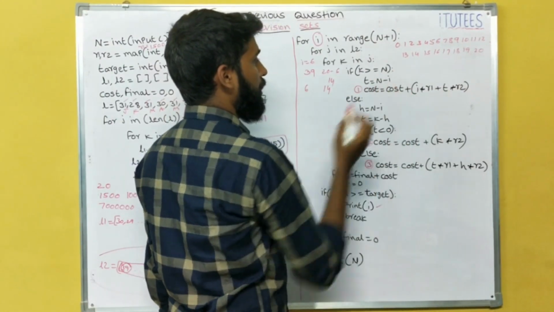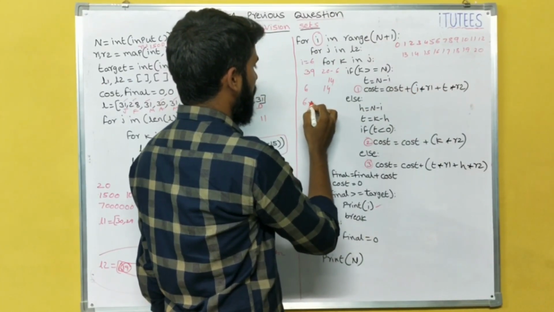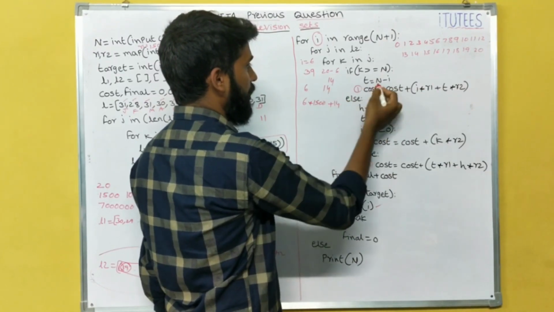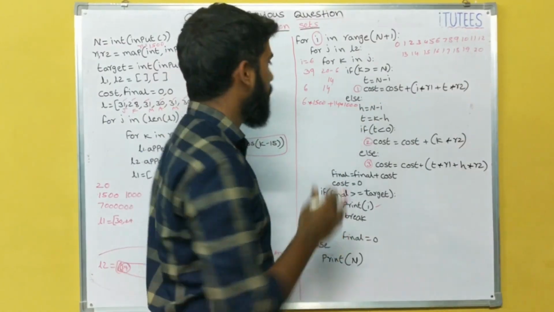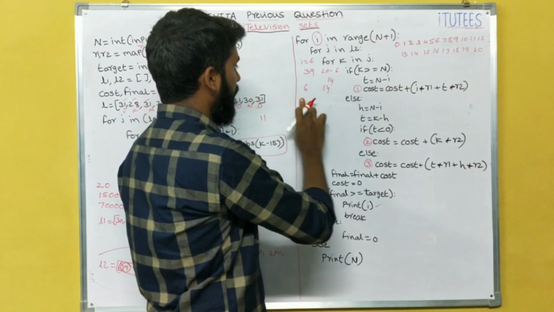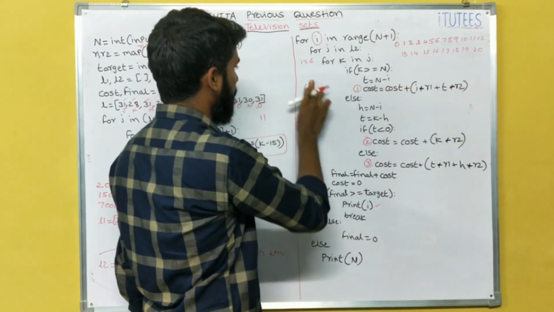So we can calculate the cost equals cost plus, what is the I value? 6 into 1500 plus T, where T equals m minus I, 14 into 1000. So in this way we can calculate the cost if it is greater than n. If it is less than n, there are 2 cases.